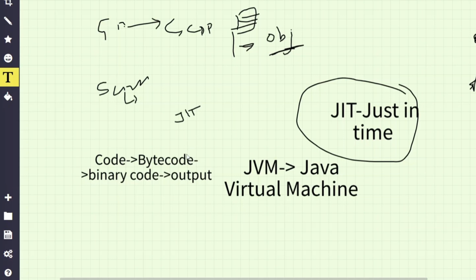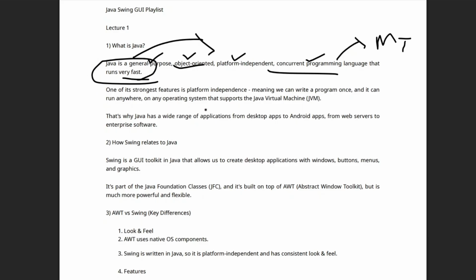When the code moves to bytecode, this bytecode goes to the just-in-time compiler. In this just-in-time compiler, the binary code will be developed. In this binary code, the parts that are repeated in the same code will be taken and stored, so that it can give the output very fast. So that is about the just-in-time compiler. It's very fast. Next, one of its strongest features is platform independence.